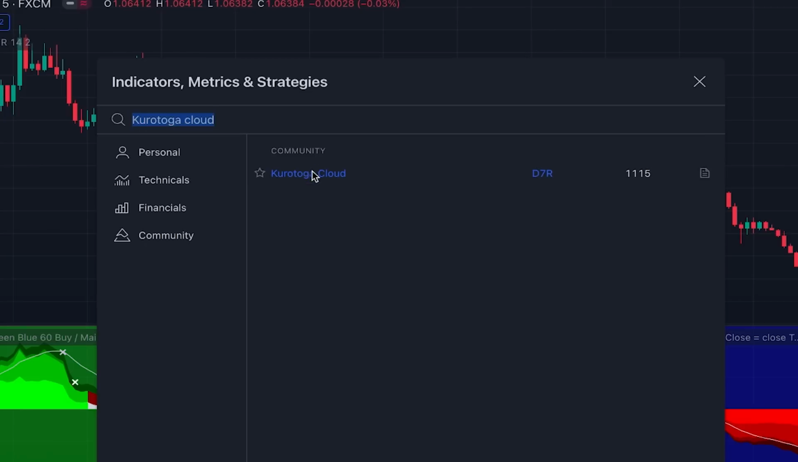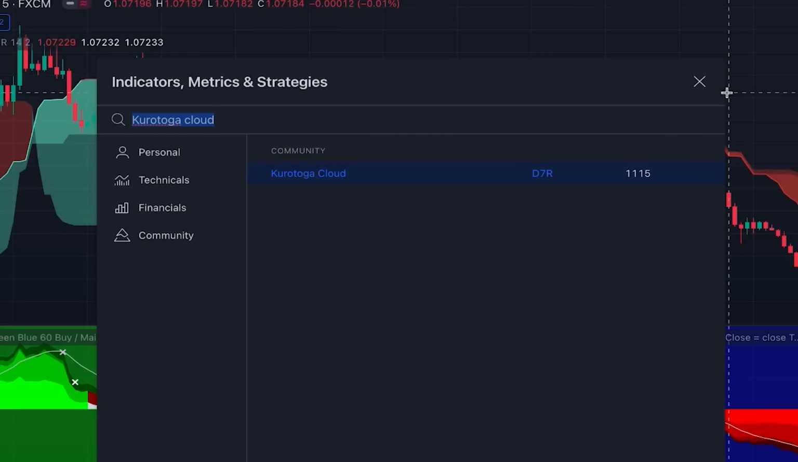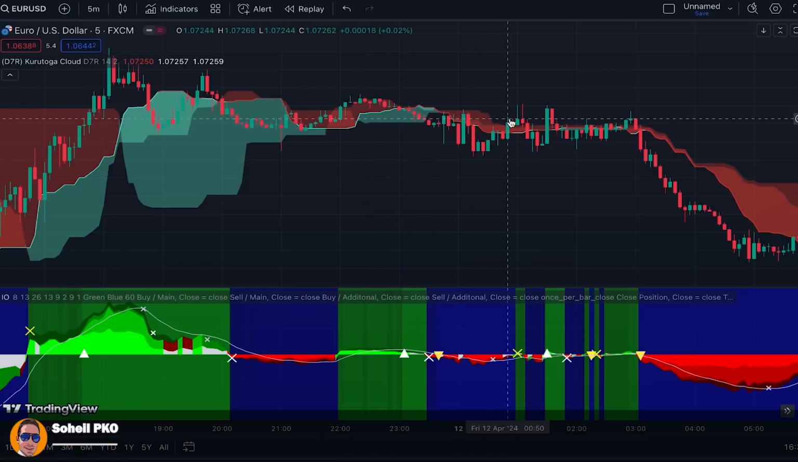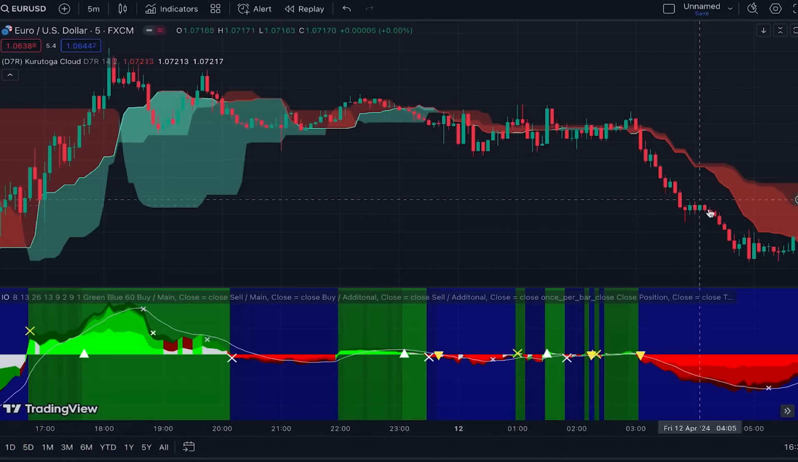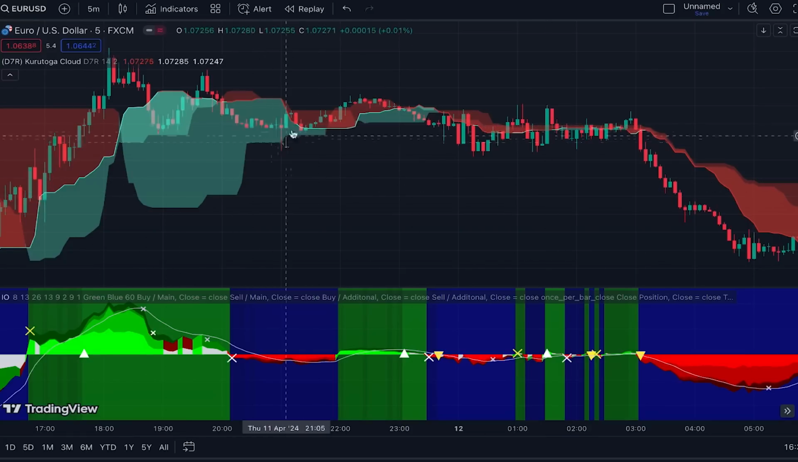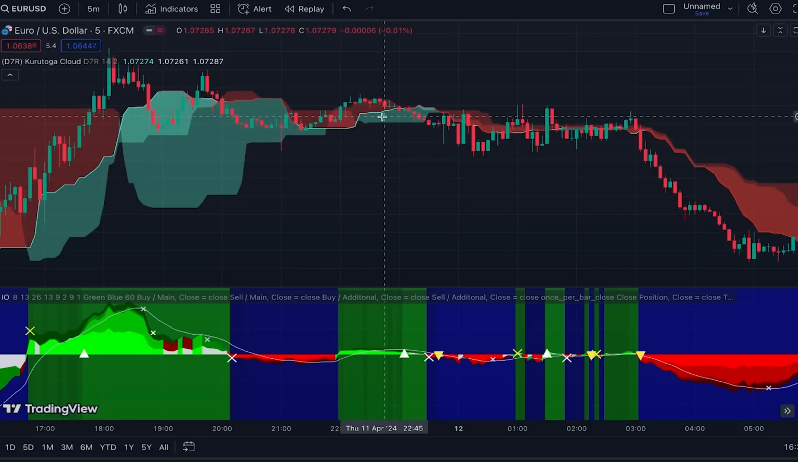This one, which is written by D7R. This is a very powerful indicator that can help you with identifying trending and non-trending markets. In times that the price is inside the cloud or the cloud is in two colors, the market is not trending. And in times that the price is above or below the cloud and the cloud is in one color, the market is trending. When the price is below the cloud it should be red, and when the price is above the cloud it should be green. So when the price is inside the cloud or the cloud is in two colors, the market is not trending.